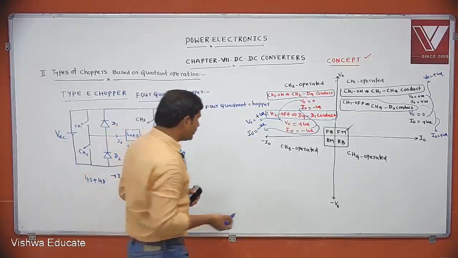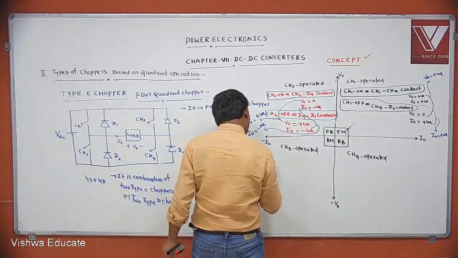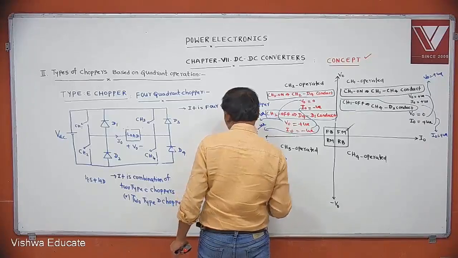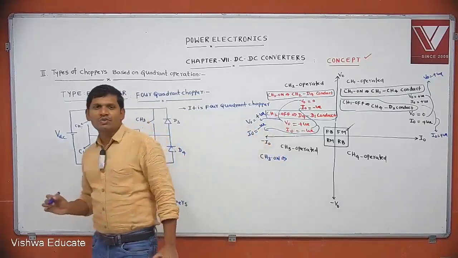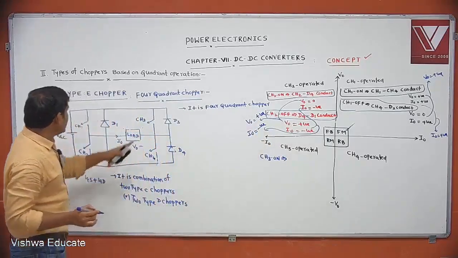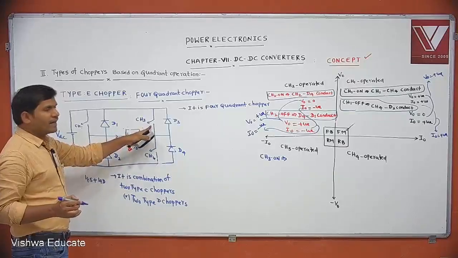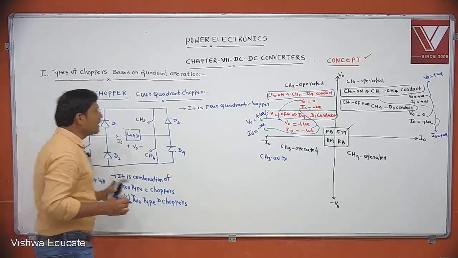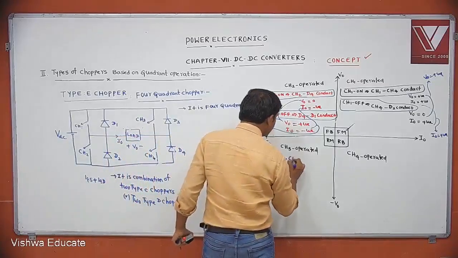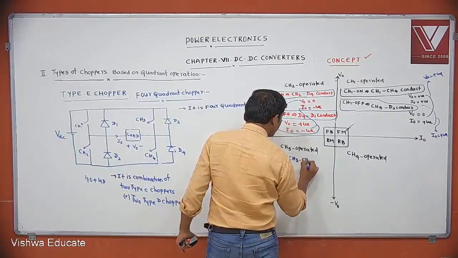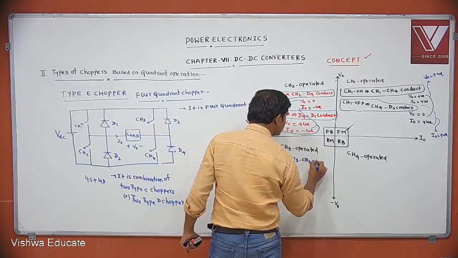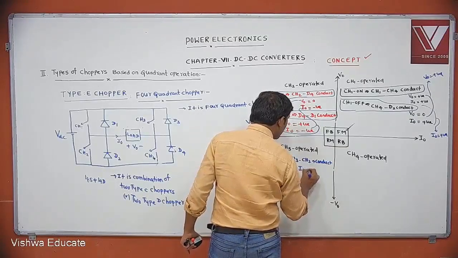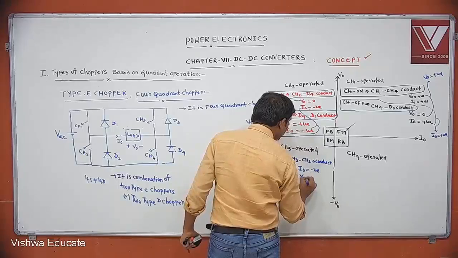Then what about CH3 operated? If CH3 is operated, it means CH3 is on. Along with it, another device must conduct. Tell me, if CH3 is on, which device will conduct to make the current negative and the voltage negative? Yes, CH3 and CH2 will conduct. If CH3 and CH2 conduct, what about I0? Negative. What about V0? Negative.